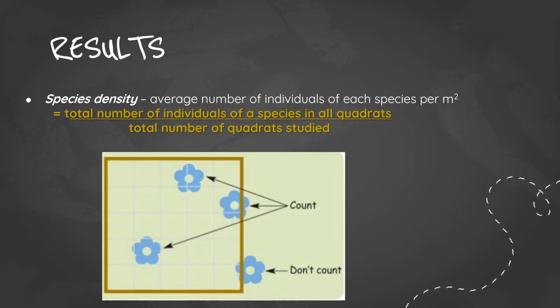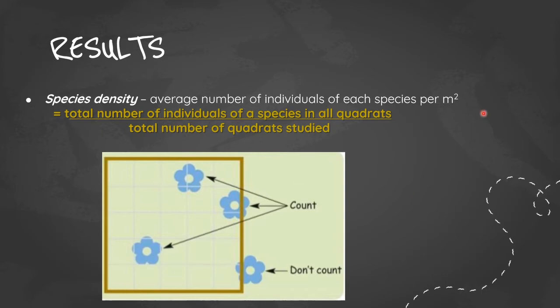So when we're looking at quadrats, we can use our results to determine the species density, which is the average number of individuals of each species per meter squared. We calculate this by looking at the total number of individuals of the species in all the quadrats thrown, and we divide that by the total number of quadrats thrown.